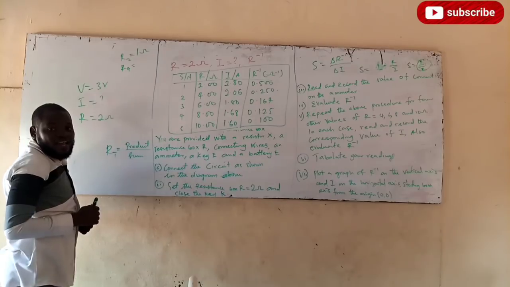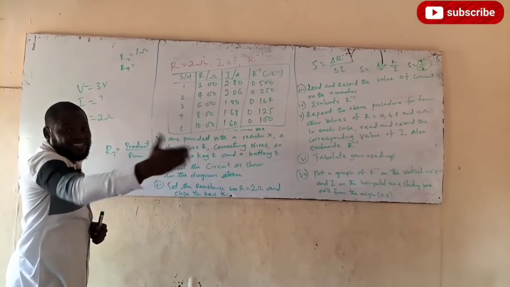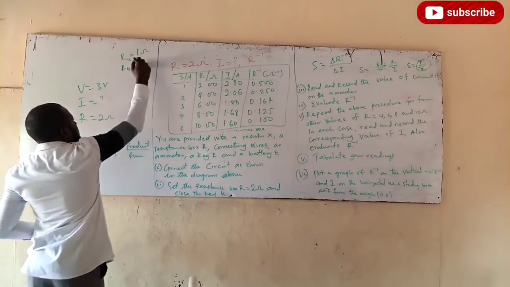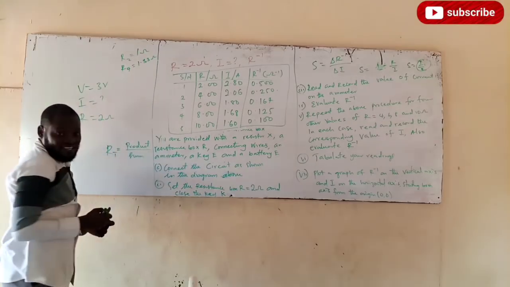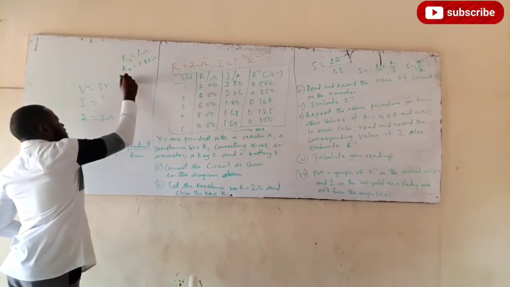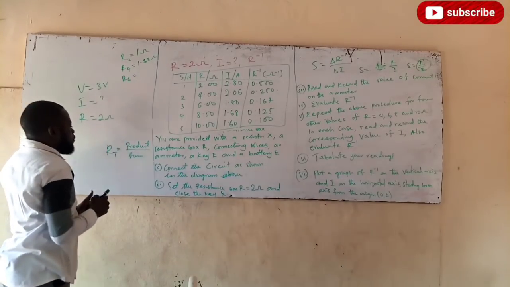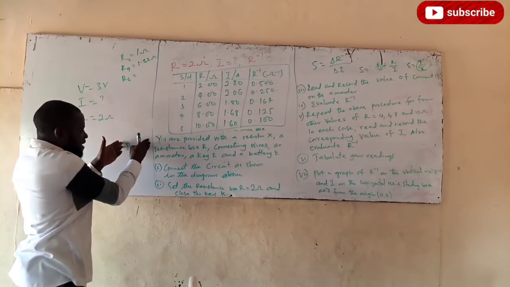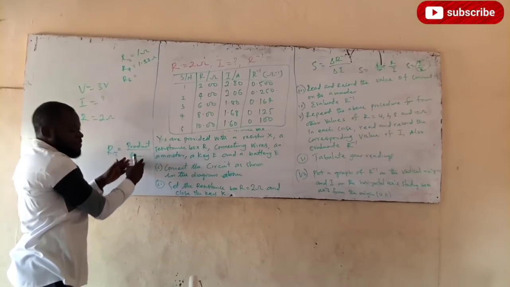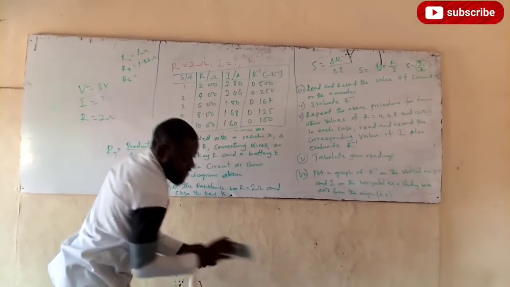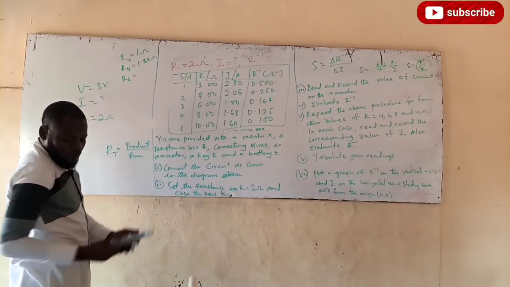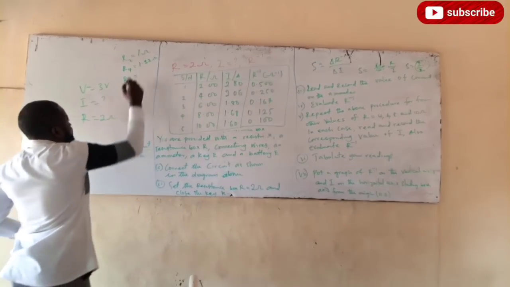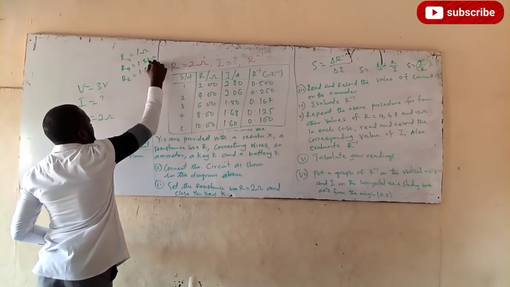6. 8 divided by 6 will give us 1.333, if I'm not mistaken. So this will be 1.33 ohms. Are you seeing it now? When R is 6, that will be 6 times 2, that's 12, divided by 8. 12 divided by 8 will give us 1.5. So this is 1.50 ohms.